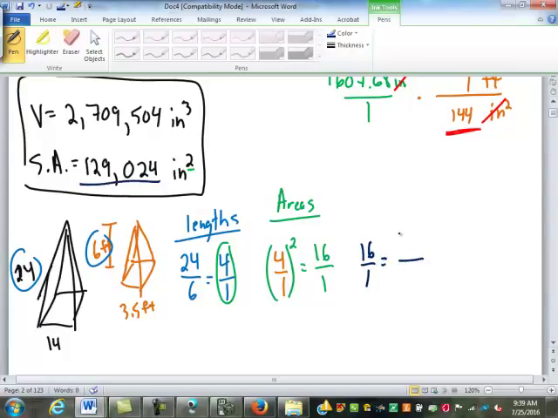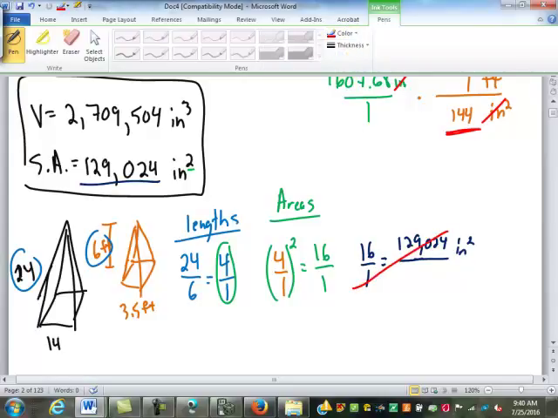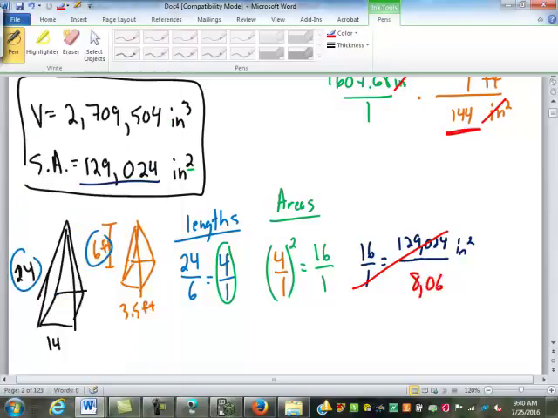My old surface area was 129,024 inches squared. And I cross multiply and divide. 1 times 129,024 divided by 16 gives me 8,064. And of course, that'll still be square inches. Anybody come up with that? Okay, that one we're struggling with a little bit more.